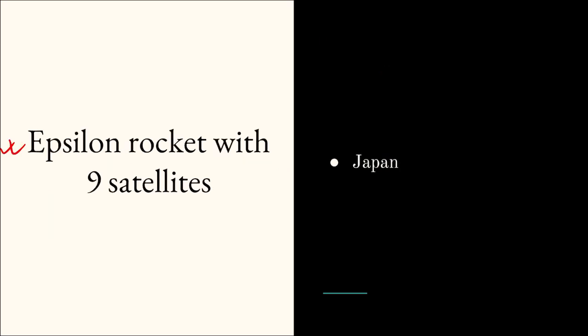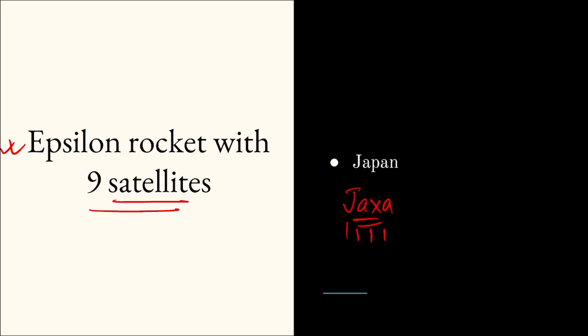Next news is also important and related to satellites. Recently, 9 satellites of Japan were put into space. First of all, tell me, what is the space agency of Japan? It is known as JAXA. JAXA stands for Japan Aerospace Exploration Agency.